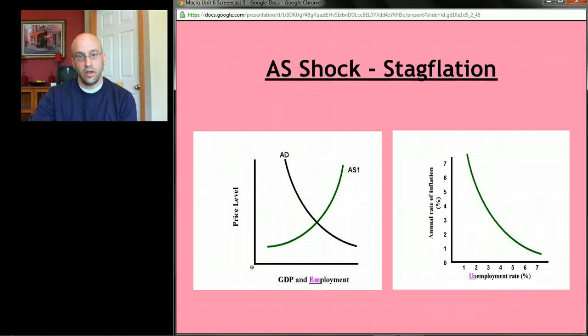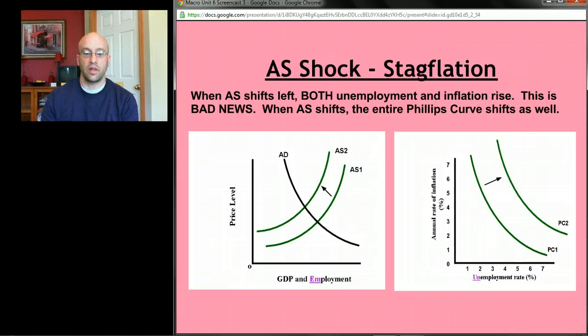Starting at a certain equilibrium point in the graph on the left, if aggregate supply shifts to the left, we get the worst of both worlds. When AS shifts left, we get both higher rates of unemployment and higher rates of inflation. We've given that a name before. We've called that stagflation. That's bad news. And when the aggregate supply curve shifts to the left, we're not going to move along the Phillips curve anymore. We're now going to shift the entire Phillips curve. We get more of both bad things.